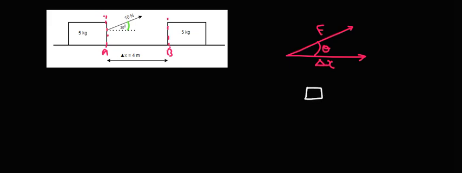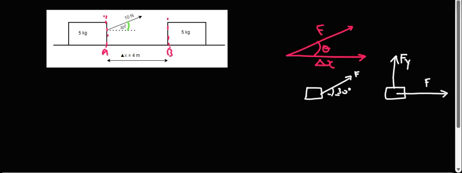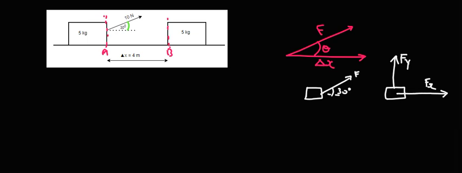Remember that if a force, let's say this is the block, and let's say this is our force, and this is 30 degrees. Okay, so this is how we apply the force on the block. The force has two components. I hope you already know that if the force is applied at an angle like this, it has two components: a vertical component, let's call it F subscript y, and a parallel component, let's call it F subscript x. Parallel component meaning it is parallel to the displacement.